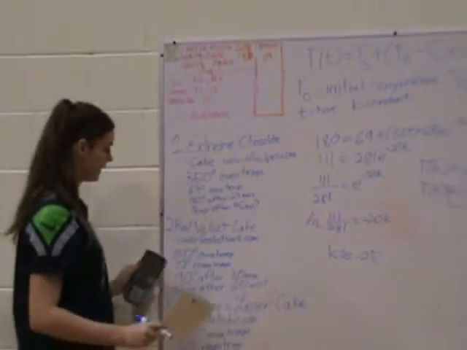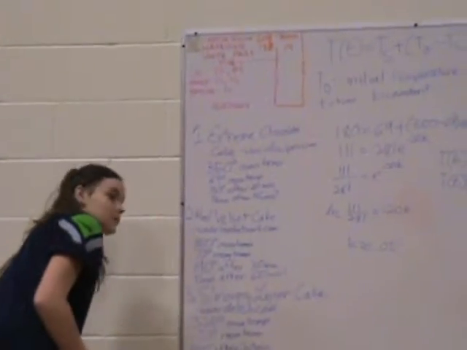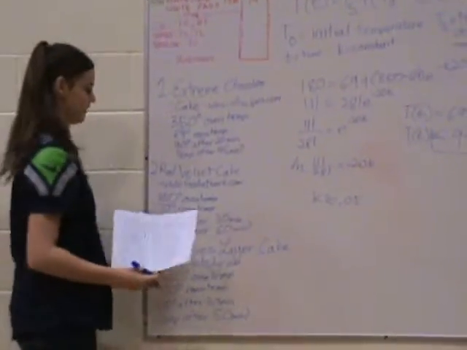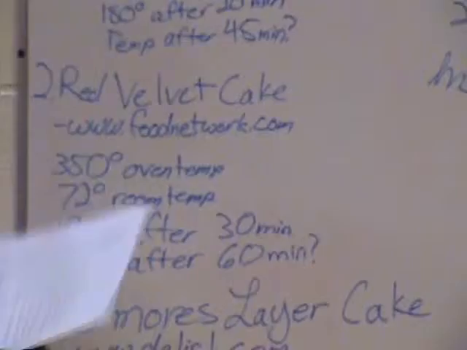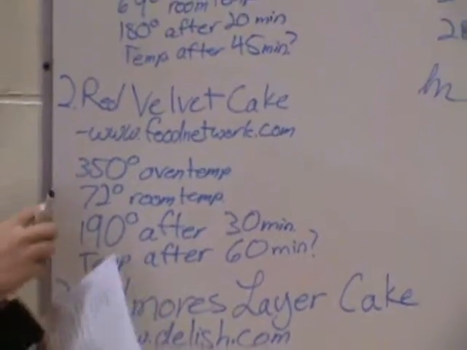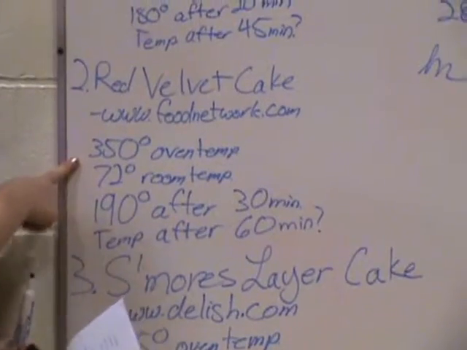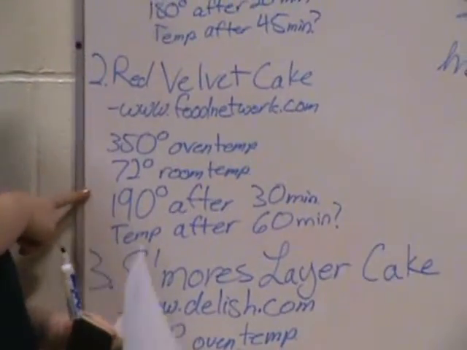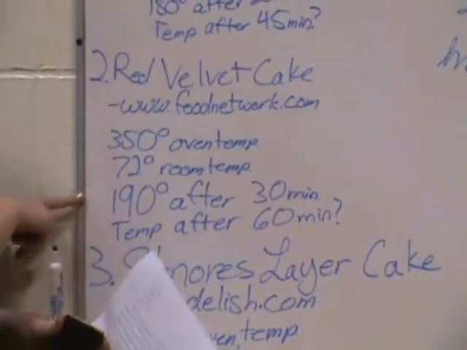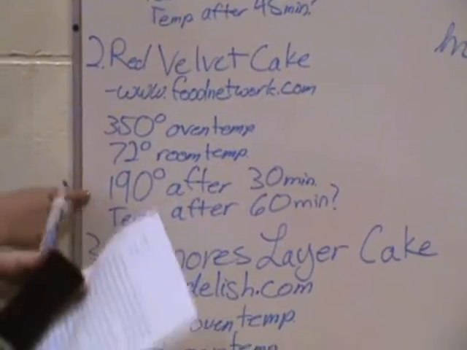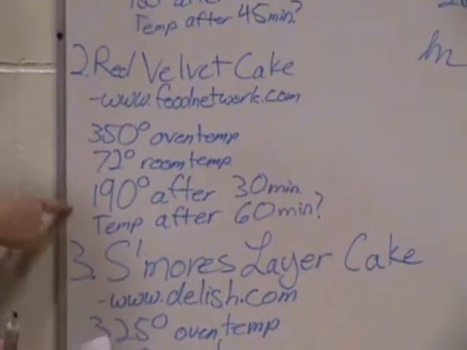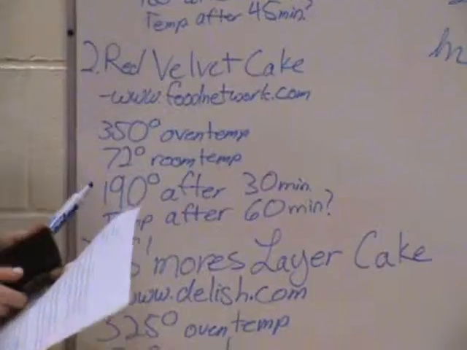Now the second one is a red velvet cake, which is one of my favorite cakes. This is a recipe off of foodnetwork.com, and it again calls for the oven temperature of 350. This time I put the room temperature warmer at 72 degrees. And said it cooled to 190 after 30 minutes. And I wanted to know the temperature after 60 minutes.